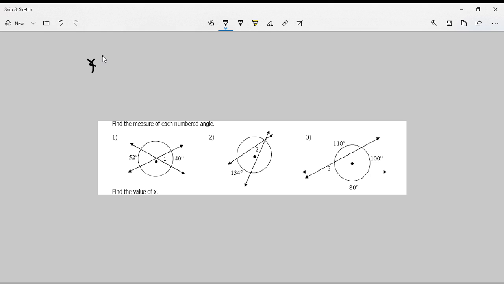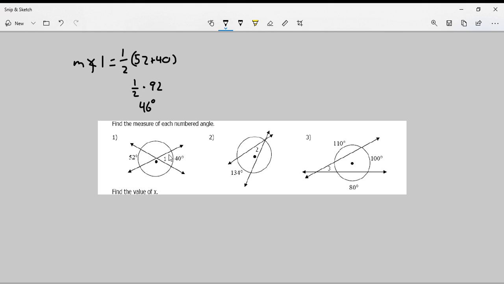But we'll say, let's be real fancy, the measure of angle 1 is equal to 52 plus 40. Okay, and again, if you want to divide by 2, or I'll do a couple each way, 1/2 of that. Now you could distribute here, or you could just say 52 and 40 is going to be 92, and 1/2 of 92 is going to be 46 degrees.